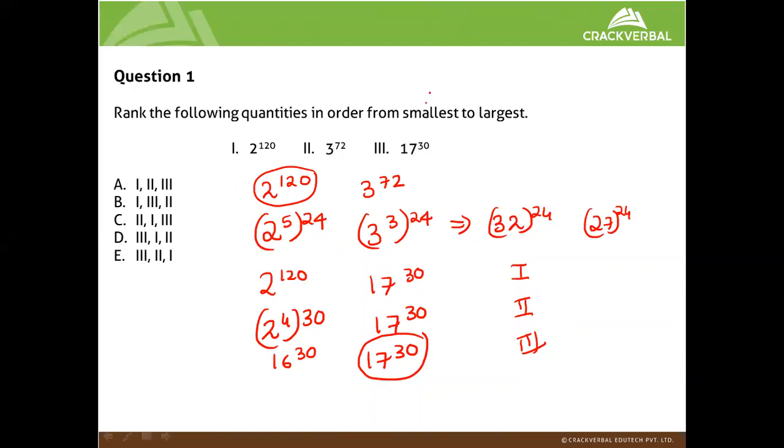And the question asked me to give the answer in terms from smallest to the largest. So the largest has to be 17 to the power of 30. The next smallest has to be 2 to the power of 120. And the smallest here has to be 3 to the power of 72, right? So 3 to the power of 72 is choice 2. 2 to the power of 120 is choice 1. And 17 to the power of 30 is choice 3. So the correct answer would be 2, 1, 3. That would be Charlie.